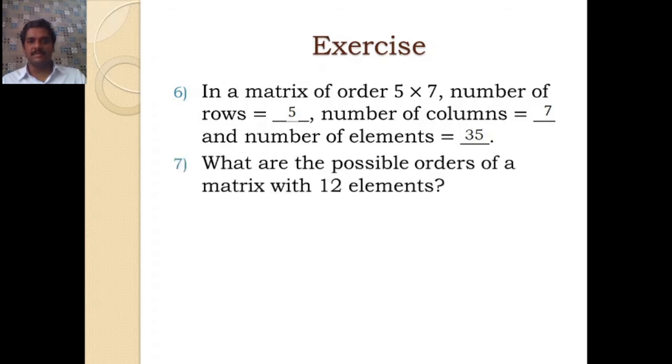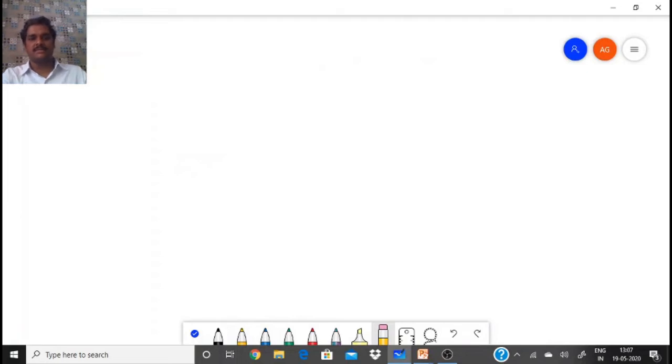Exercise number 7. What are the possible orders of a matrix with 12 elements? To get possible orders, what do we need to think? We need to think about the positive integer factors of 12. So if we start from 1, 1 and 12 are positive factors of 12. The second pair of positive factors we can take is 2 and 6. 2 into 6 is 12. We can even have 3 and 4. 3 fours are 12. So these are the positive factors of 12.